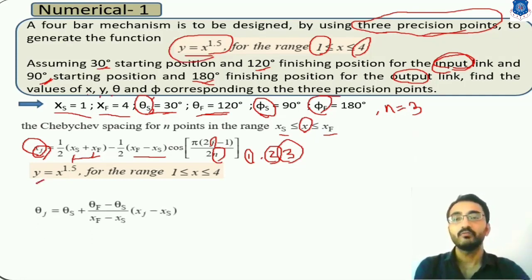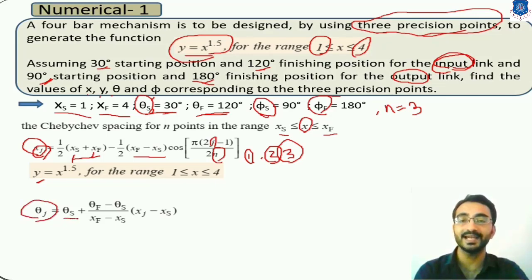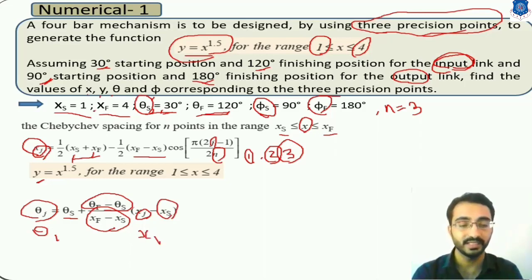Now for the input link angle, that is theta j, we have the equation theta j is equal to theta s plus change in theta upon change in x, times (xj minus xs). The change in theta is given as 30° to 120°, and the change in x is also given. To calculate theta 1, in this equation we have to put the value of x1, and xs, the starting x, is also given in our data.